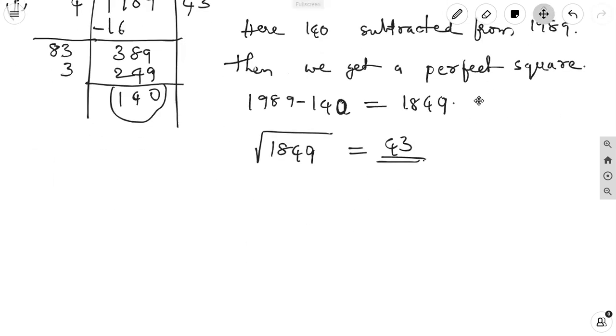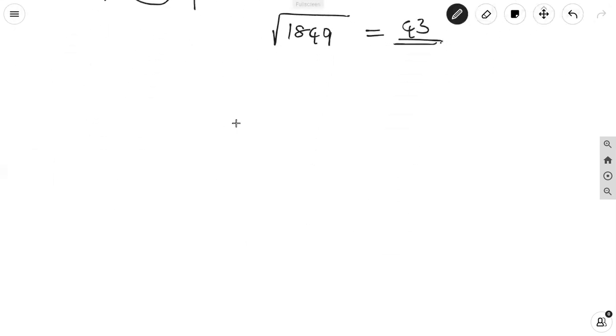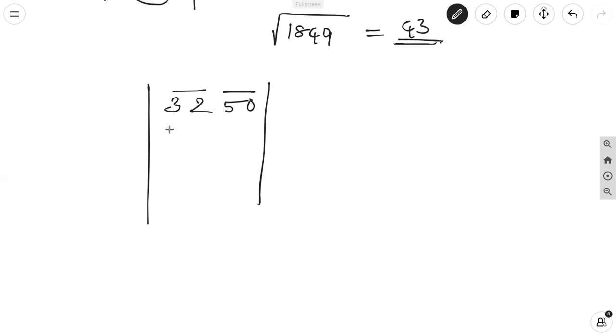Okay. Third one, 3250. Again, make pairs, taking the bar. Here 32: the nearest perfect square, 4 fours are 16, 5 fives are 25, 6 sixes are 36. So 5 is the smaller number. 5 fives are 25, and subtract from 32. 7 is the remainder. 50 is written down beside the 7.